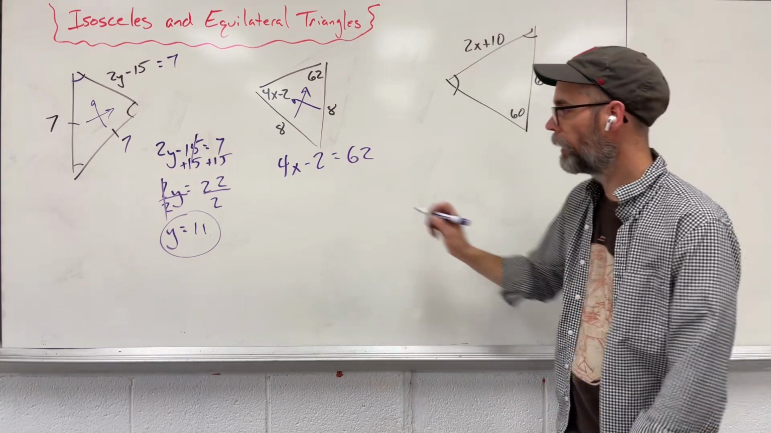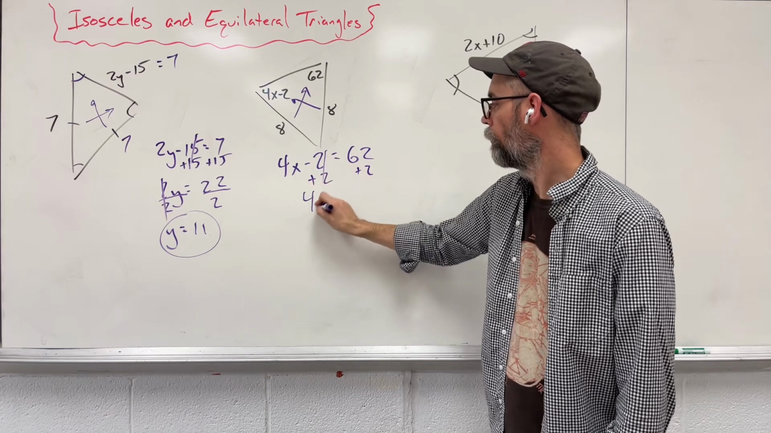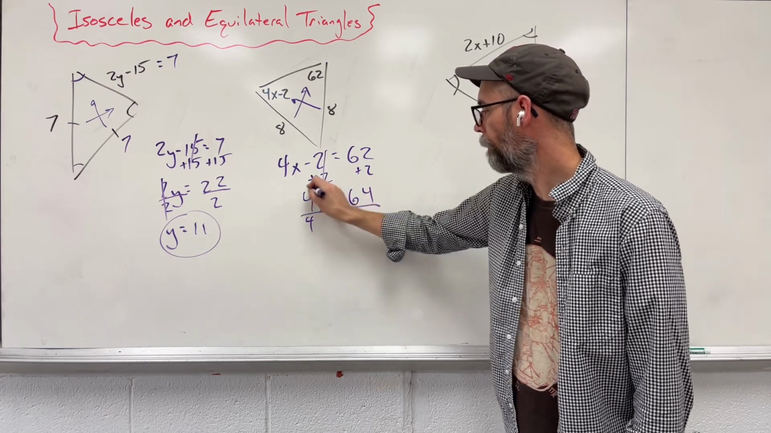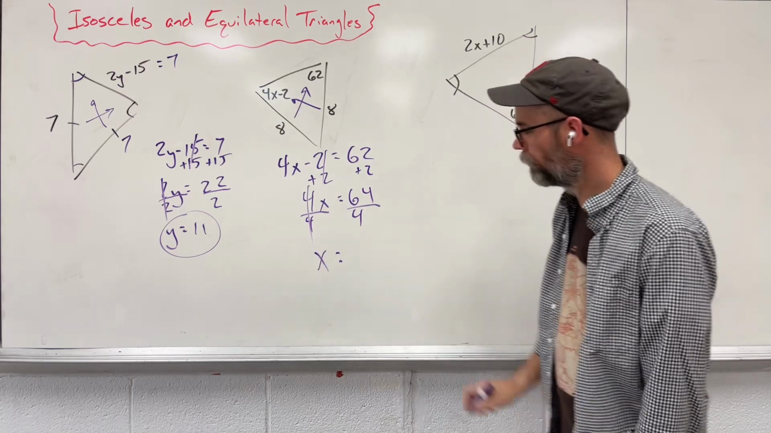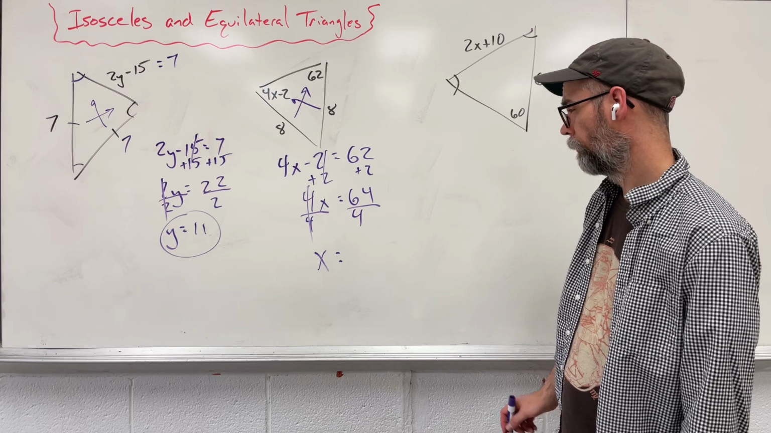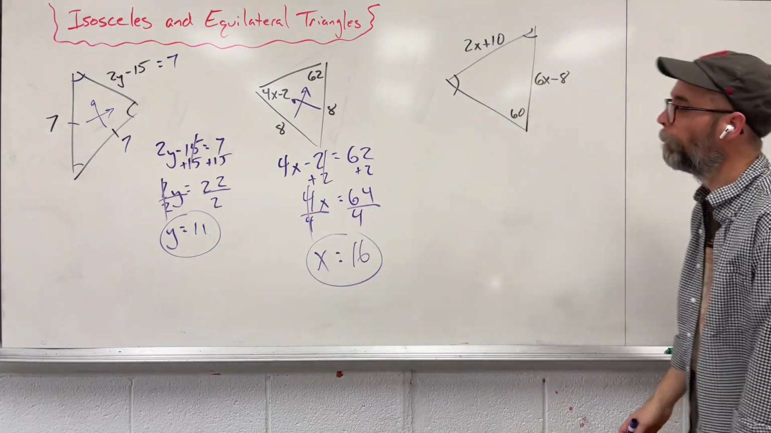And when we solve for x, add 2, 4x equals 64, divide by 4, and x is going to be 16.